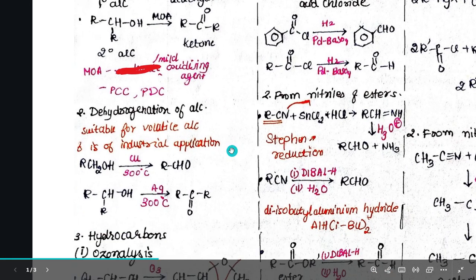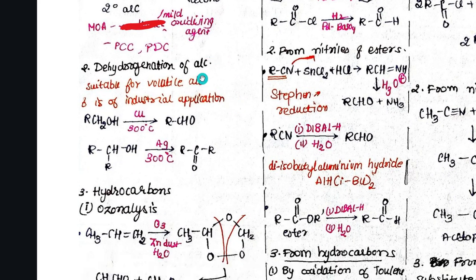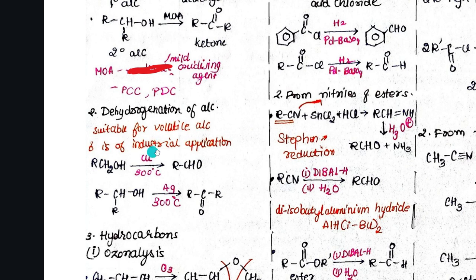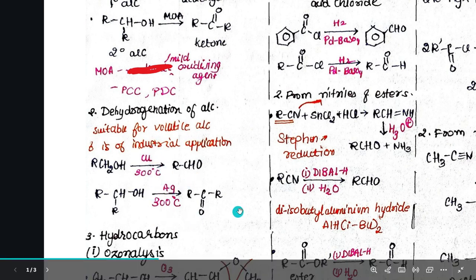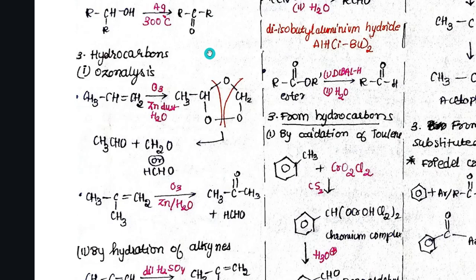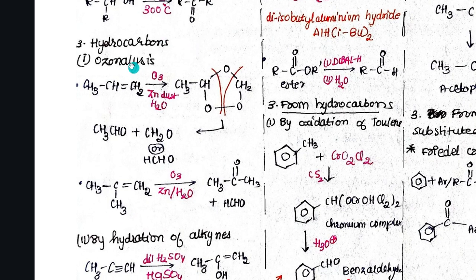Coming to dehydrogenation of alcohols, it is suitable for volatile alcohols and is of industrial application. The only change here is we are just replacing those mild oxidizing agents with copper at 300 degrees Celsius or silver at 300 degrees Celsius, only that much. Then coming to hydrocarbons, from hydrocarbons we can prepare it by ozonolysis.